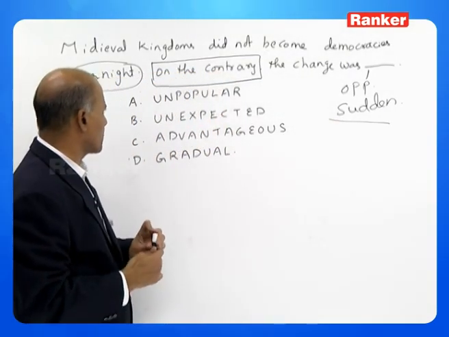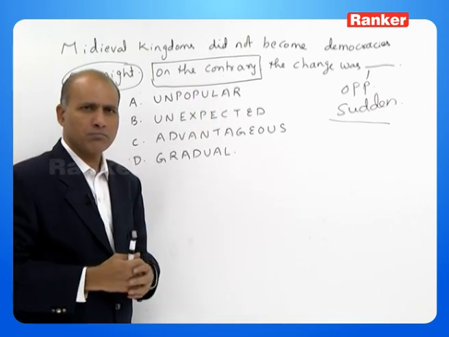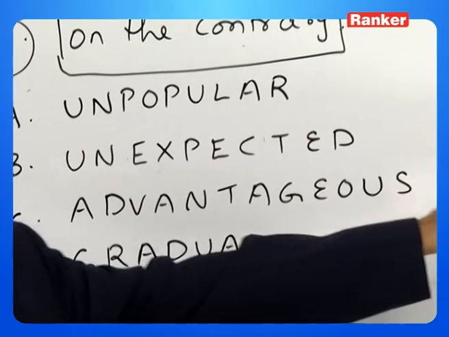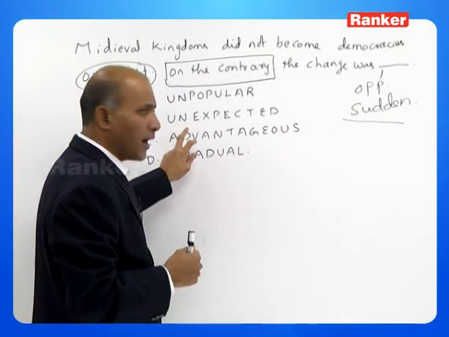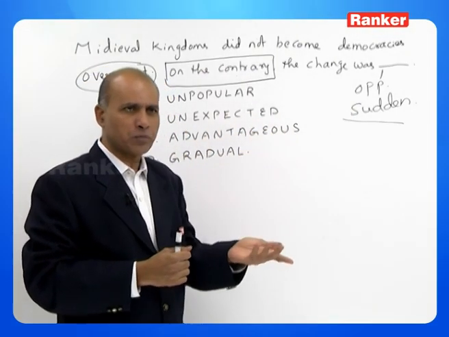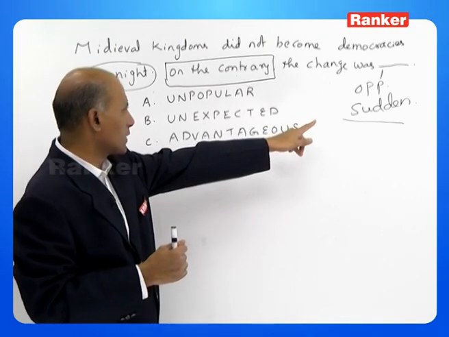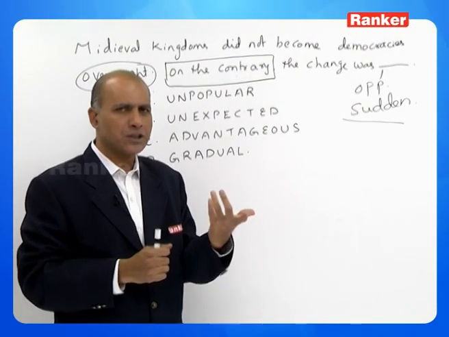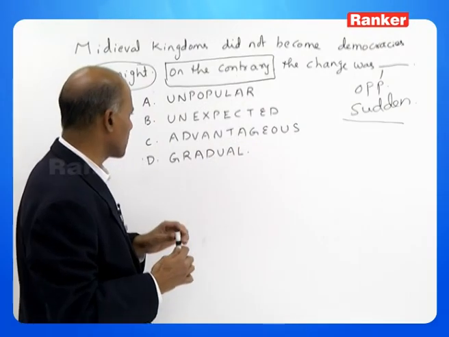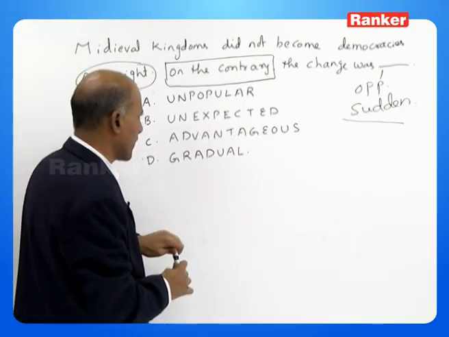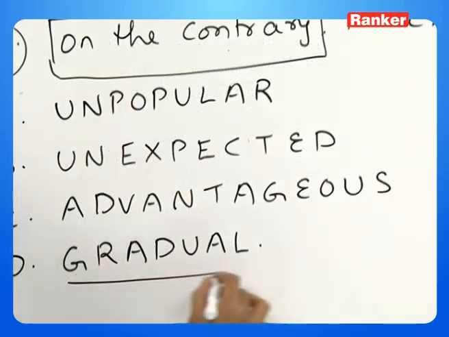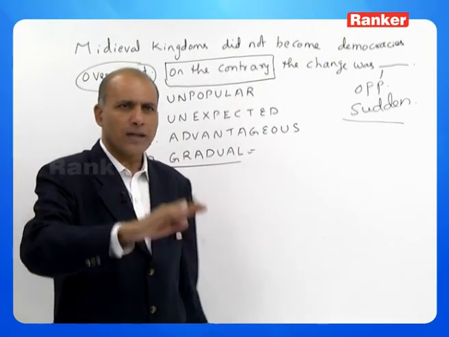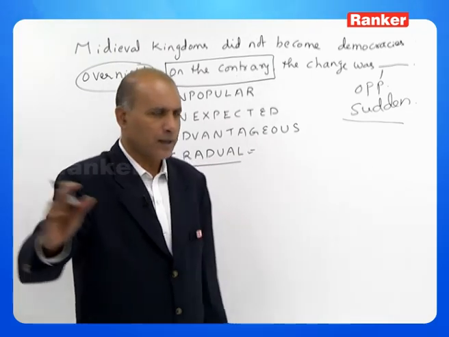Let's see the options. Unpopular, not popular. Is it anyway the opposite of sudden? No. Unexpected, not expected. Is it anyway the opposite of sudden? No. Advantageous, beneficial. Is it anyway the opposite of sudden? No. So, gradual. What is gradual? It occurred in a gradual manner. Gradually, step by step, not sudden.